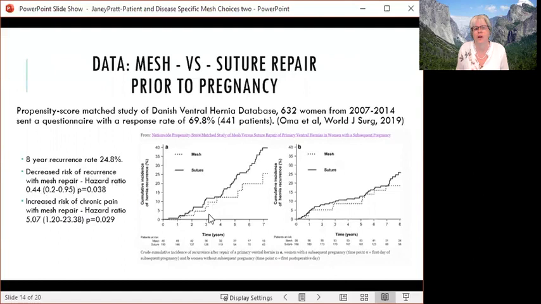So this shows mesh repair versus suture repair recurrence rate at 7 years, and this shows mesh and suture repair in patients who did not become pregnant. So if the patient is planning to become pregnant, they are going to have a higher risk of recurrence, but they also have a higher risk of chronic pain. So it's something to consider and discuss with your patient.